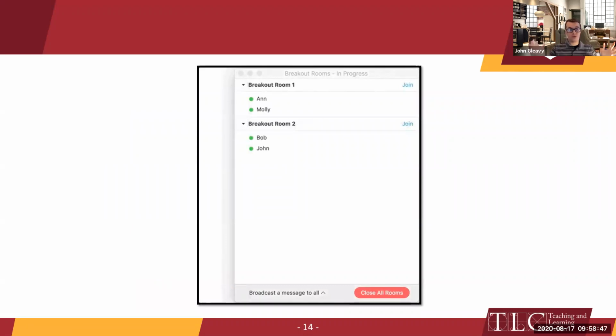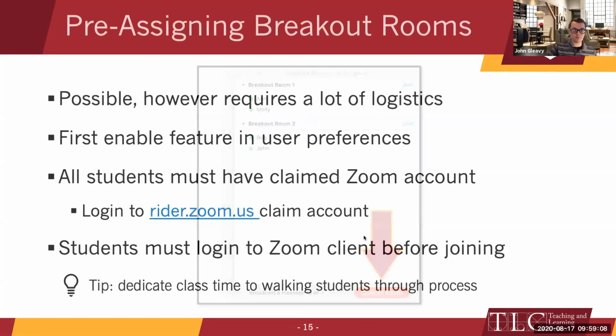And then say after those 2 or 5 minutes goes by and we're ready to close all the rooms, this time instead of hitting the broadcast message, we can click the red Close All Rooms button. Once we click the Close All Rooms button, we'll get the students back in our session. At this point, the breakout rooms would be closed.